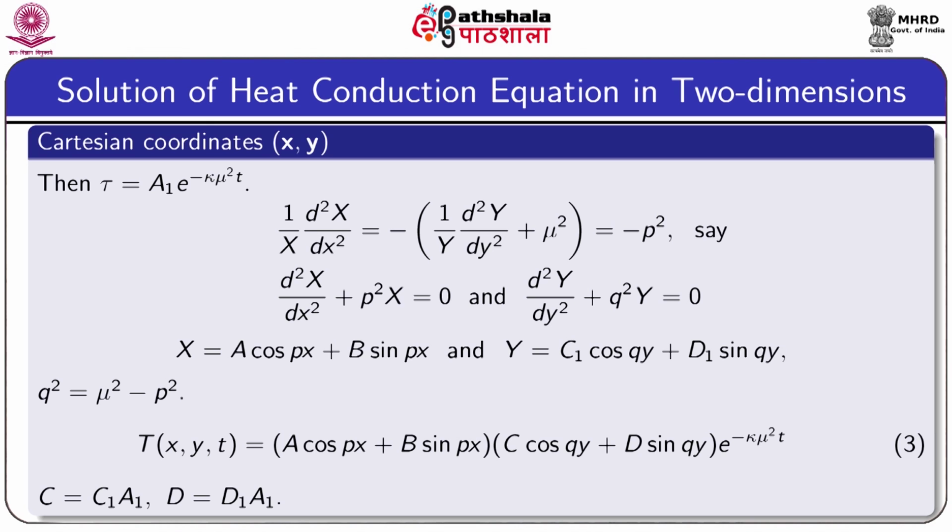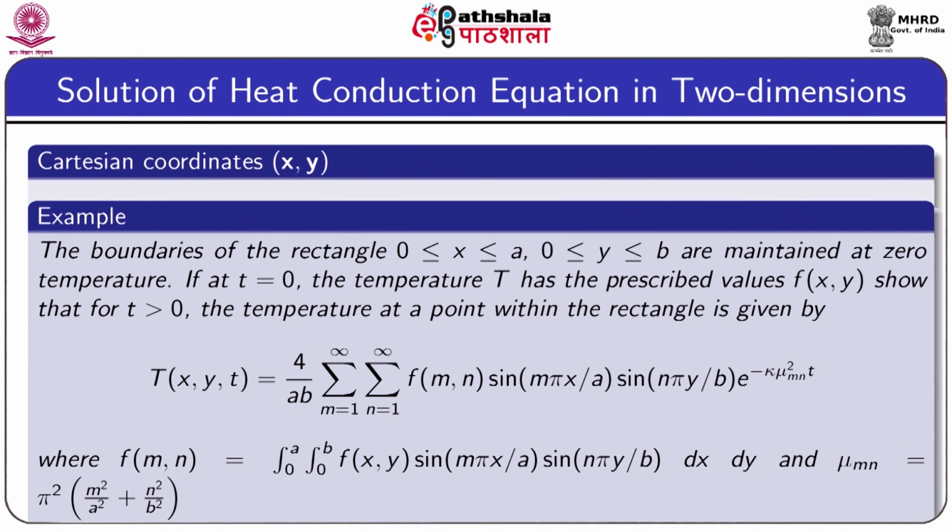Therefore, the solution of the two-dimensional heat equation in Cartesian coordinates can be written in the form which is given in equation number 3, where we have modified the constants in this way. Capital C is assumed as C1A1 and capital D as D1A1.